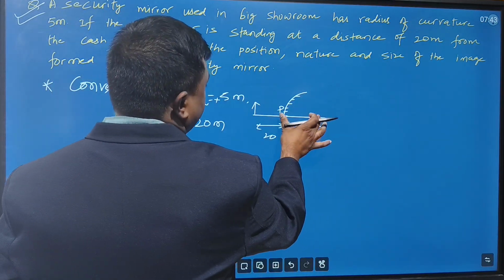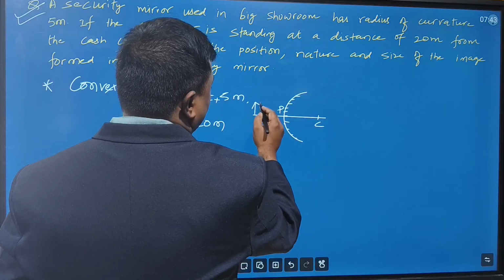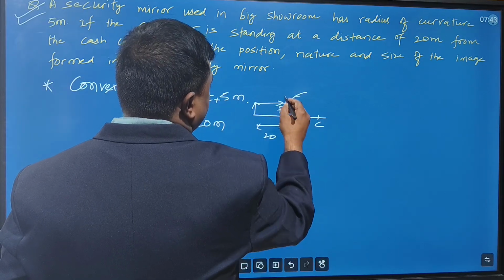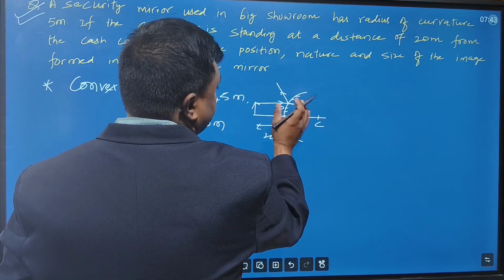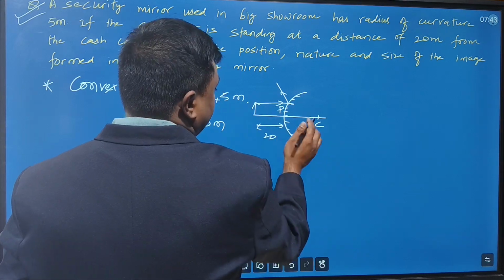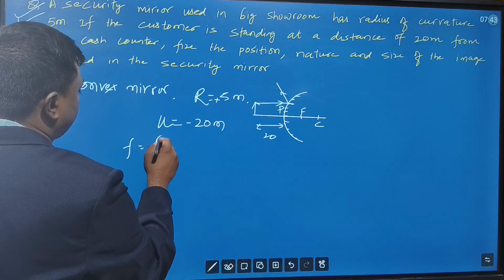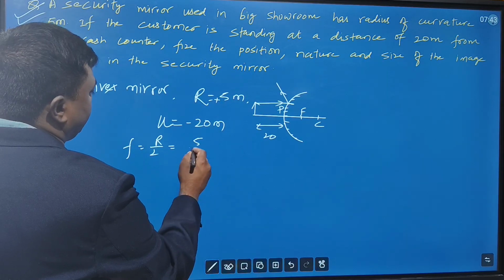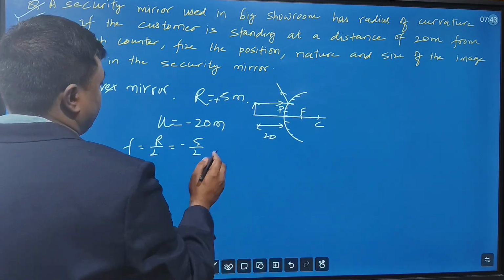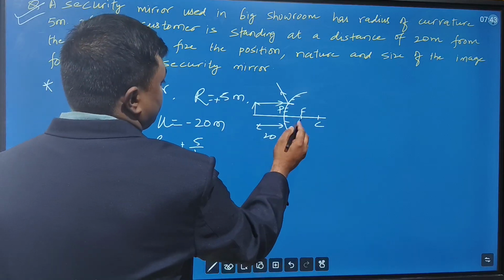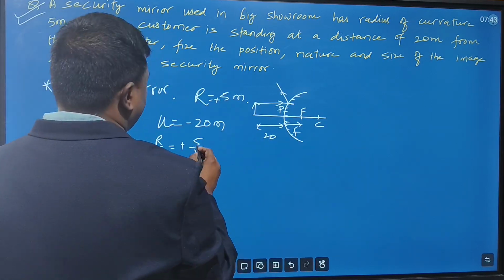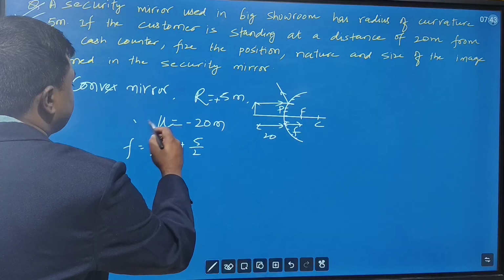What about the radius of curvature on the right hand side? We are taking the distance in the direction of incident light. This is the radius of curvature. So what is the focal length? The focal length is equal to radius of curvature by 2. Minus or plus? Plus only, because the focal length is also on the right hand side. So focal length is R by 2.